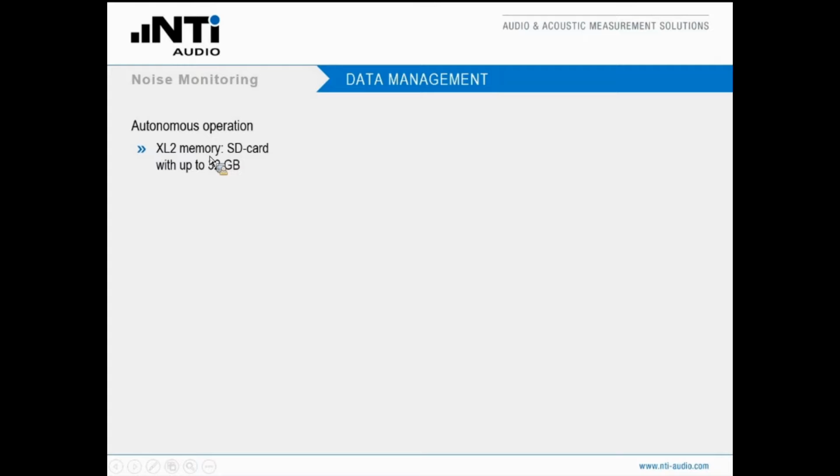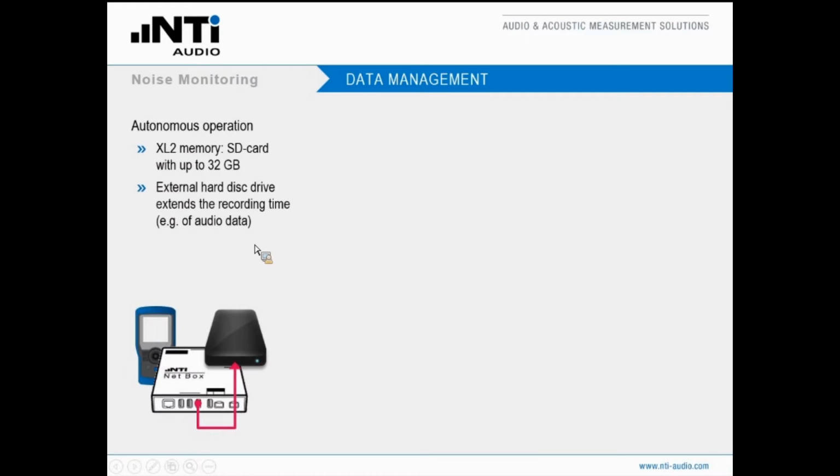So let us take a closer look at this data management issue. Let us start with the autonomous operation. The XL2 has an onboard SD card which may be covering up to 32 GB of memory. So you may save your level data or audio data on that SD card. However, it is obvious that the memory is limited in that case, and especially for longer recording periods when you also include audio data, you may run out of memory.